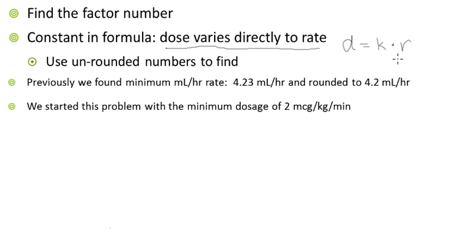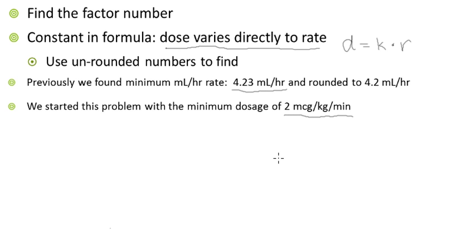So we need to find an example where we know both the dose and the rate. Most of the time, we'll know these two quantities for the minimum because that is the first calculation we did for this problem. We want to make sure that we use unrounded numbers. So if we go way back, we found the minimum milliliter per hour rate to be 4.23 mLs per hour. We rounded it to 4.2, but we want to use that number that we recorded as 4.23 milliliters per hour. We started that problem with a dose, the minimum dose, of 2 micrograms per kilogram per minute.